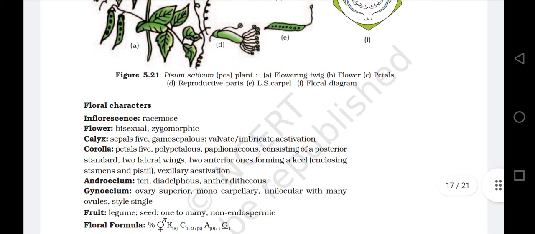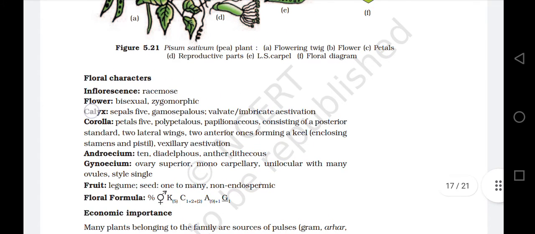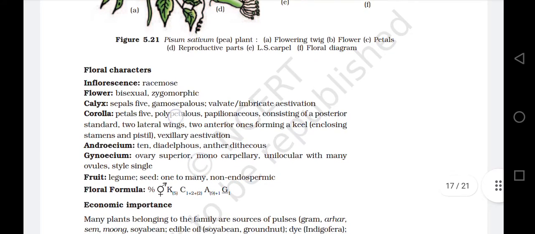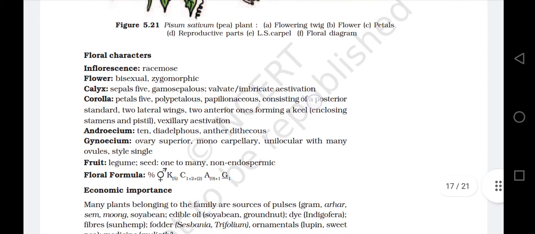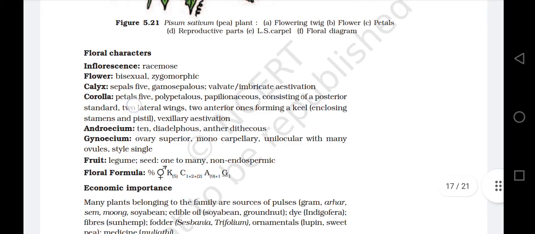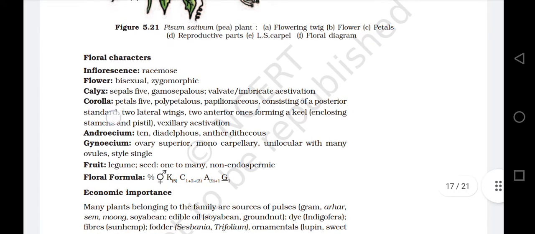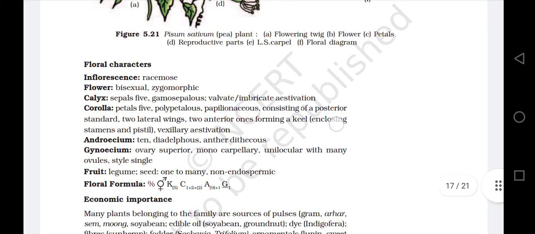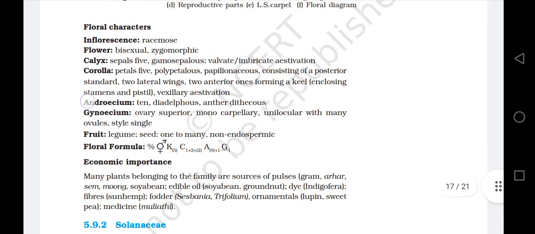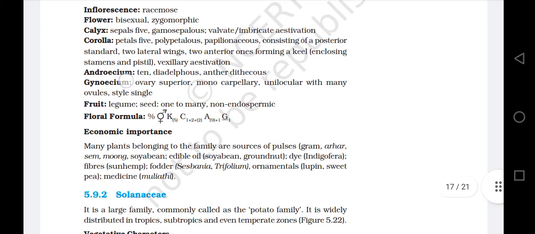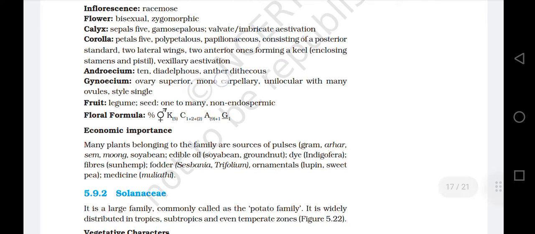Floral characters. Inflorescence, racemose. Flower, bisexual and zygomorphic. Calyx, sepals 5, gamosepalous, valvate or imbricate aestivation. Corolla, petals 5, polypetalous, papilionaceous, consisting of a posterior standard, 2 lateral wings, and 2 anterior ones forming a keel enclosing stamens and pistil. Vexillary aestivation.